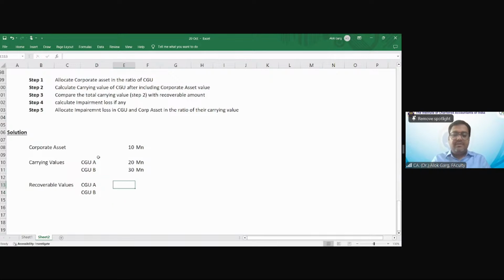For CGU A and B, what is given? 18 and 38. This is the fact which is given. Now I will use all the steps and arrive at the answer. Particulars: CGU A, CGU B, total.